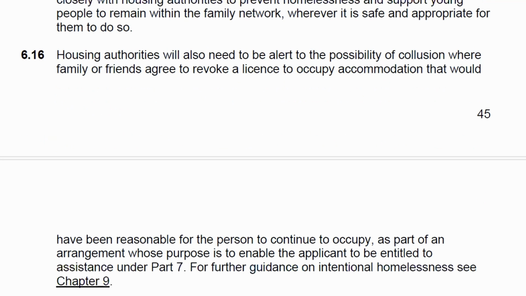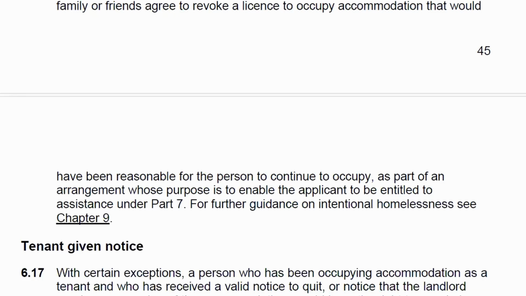6.16. Housing authorities will need to be alert to the possibility of collusion where family or friends agree to revoke a license to occupy accommodation that would have been reasonable for the person to continue to occupy as part of an arrangement whose purpose is to enable the applicant to be entitled to assistance under Part 7. For further guidance on intentional homelessness, see Chapter 9.